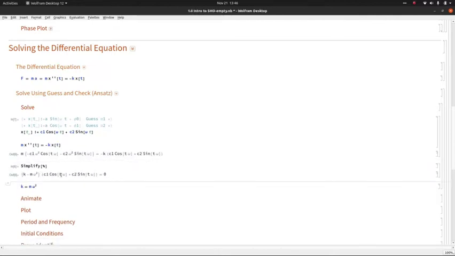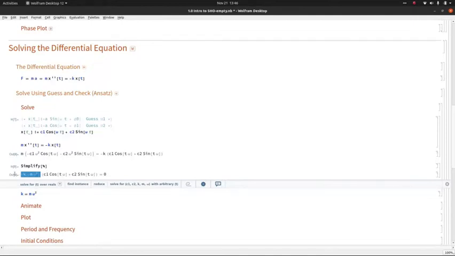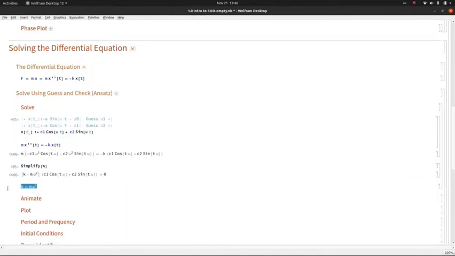We can simplify. Again, we've got that k minus m omega squared factor that shows up, which tells us that the k, the spring constant, has to be equal to m omega squared. So as long as I pick the frequency at which that sine and cosine oscillates correctly, if we solve for it, it'll be the square root of k over m. Everything will be hunky-dory and that solution will work.